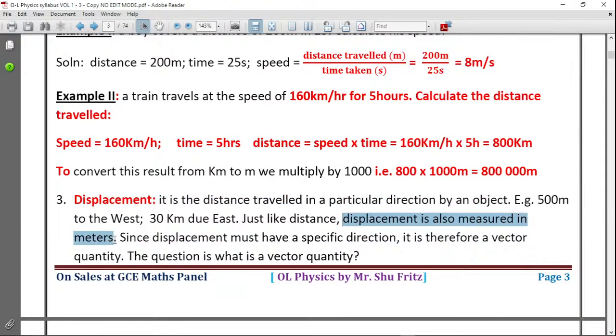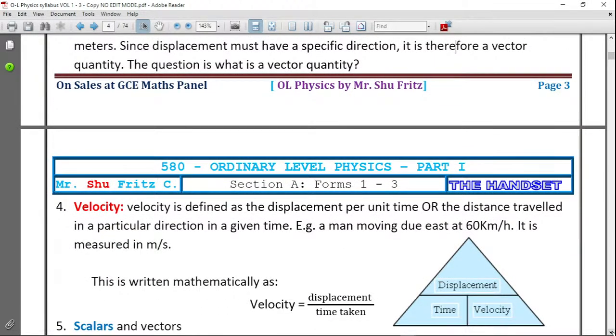Now, what's the difference between distance and displacement? Distance is a scalar, while displacement is a vector quantity. So therefore, since displacement must always have a direction, it is a vector quantity. Okay? So that's why it's a vector quantity.